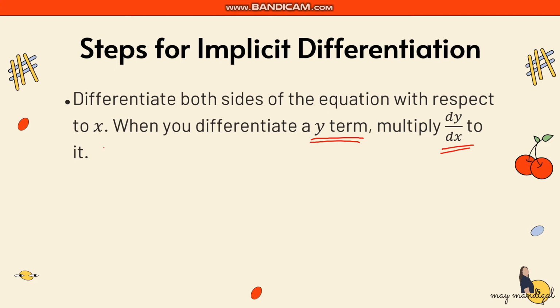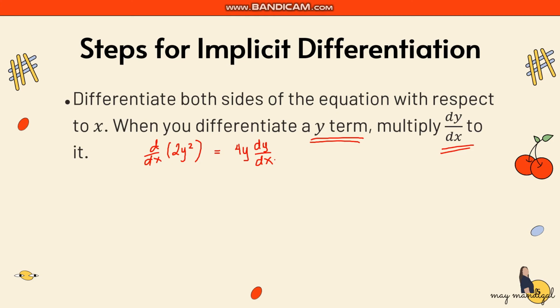For example, I have to get the derivative with respect to x of 2y squared. Let's say this is the example. We can simply get the derivative of this using the differentiation rule, just using the power rule here. That will be 4y. And then, since the term here is a y term, or it involves a variable y, we also have to multiply it with dy over dx, or just attach dy over dx to it. That's what we will do whenever you have to differentiate a y term.